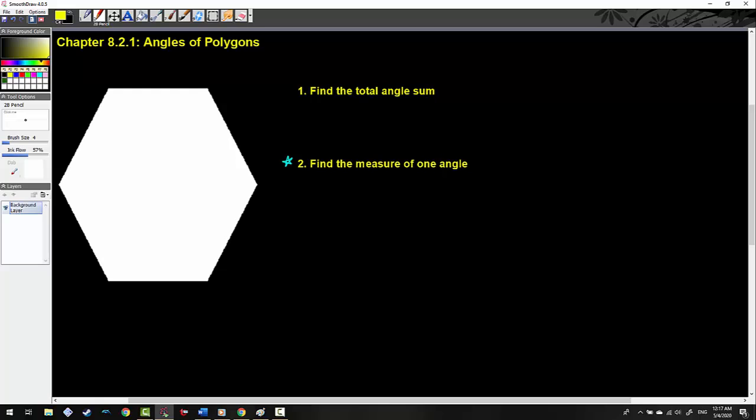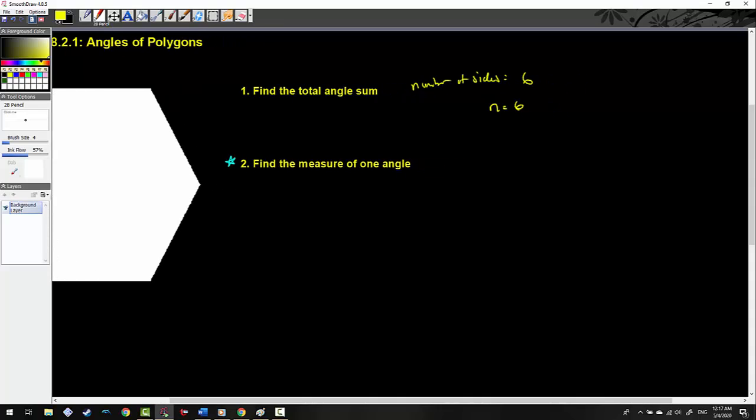Number 1, if we're going to find the total angle sum, the first thing we want to know is how many sides do we have? So the number of sides is equal to, if we count the number of sides, we should get 6. It's a hexagon. And remember, the number of sides as we defined it in the last piece of this video was n. So in this case, n equals 6.